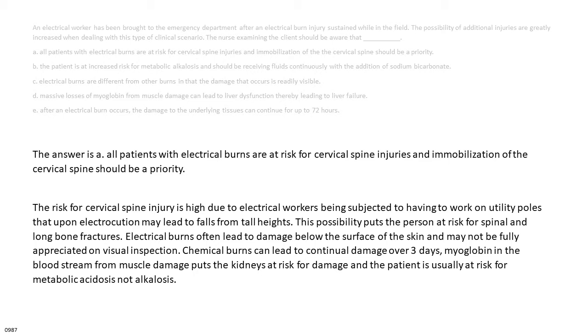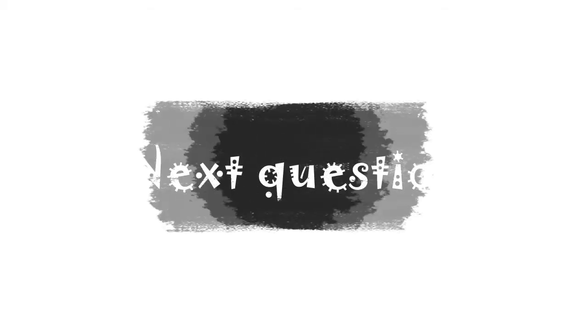Electrical burns often lead to damage below the surface of the skin and may not be fully appreciated on visual inspection. Chemical burns can lead to continual damage over 3 days. Myoglobin in the bloodstream from muscle damage puts the kidneys at risk for damage, and the patient is usually at risk for metabolic acidosis, not alkalosis.